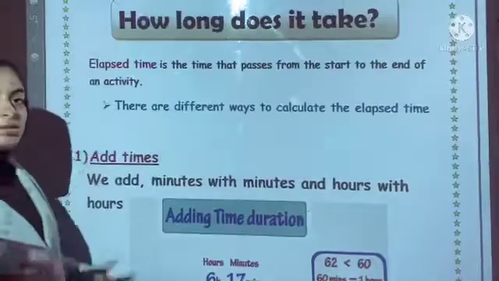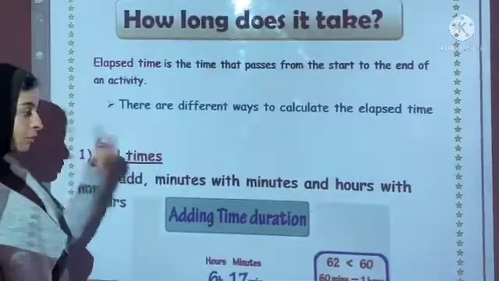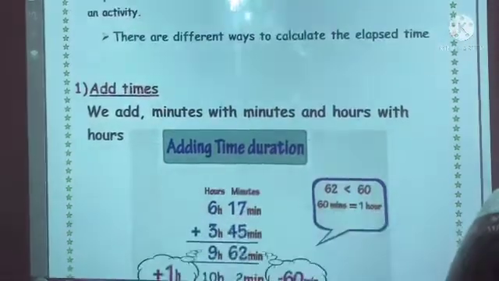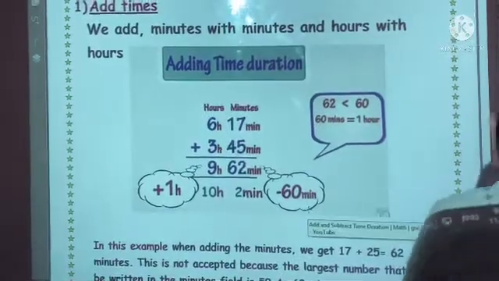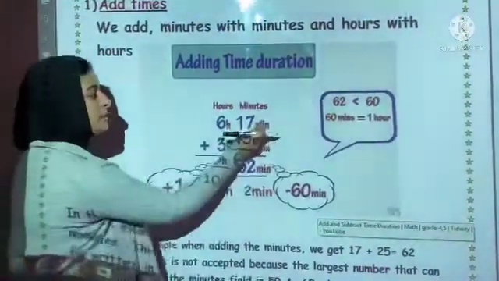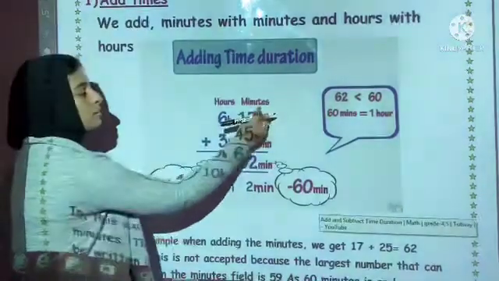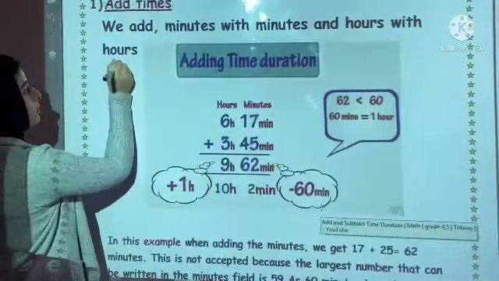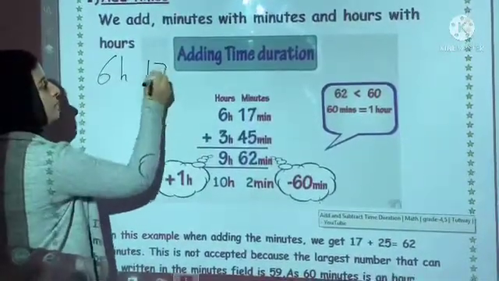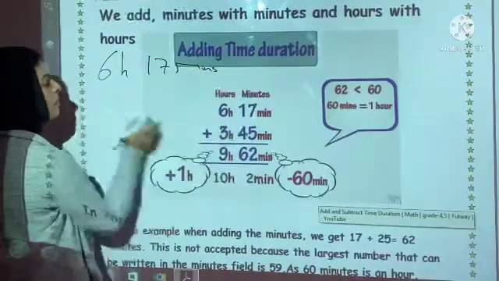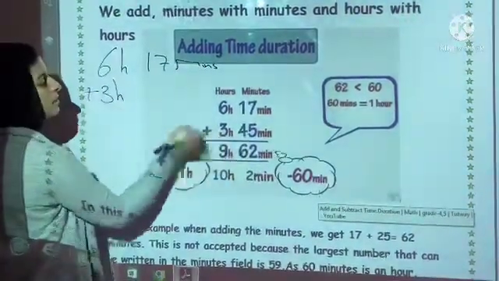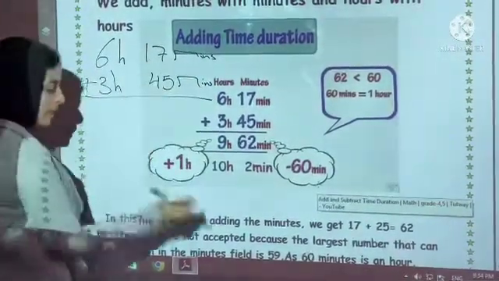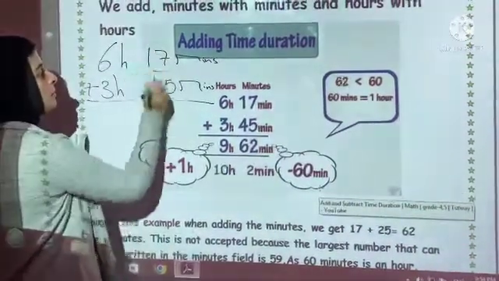Okay. We have many ways today to calculate this elapsed time. The first way is how to add times. Add times like what? When I have minutes and hours, I'm going to add minutes with minutes and hours with hours. Let's see this one. I have here 6 hours and 17 minutes plus 3 hours and 45 minutes.